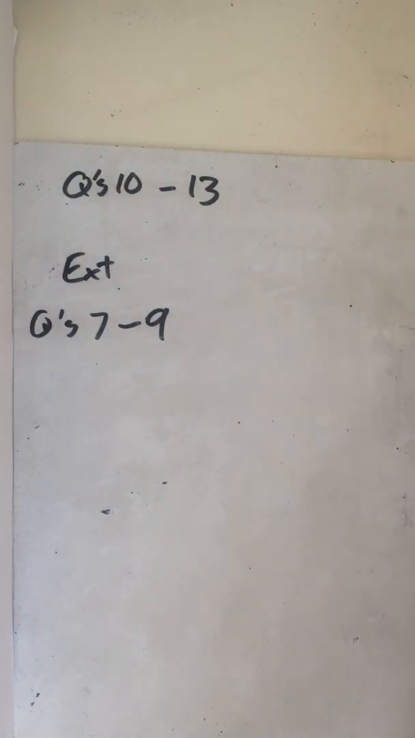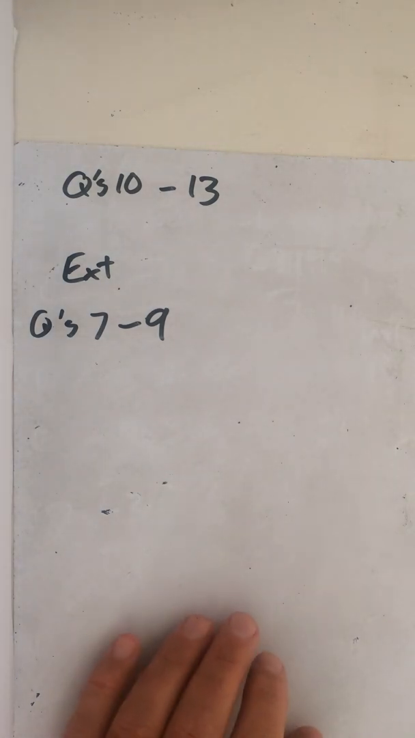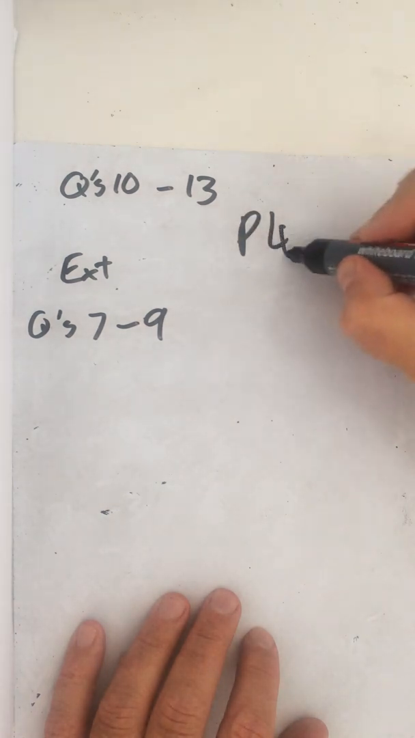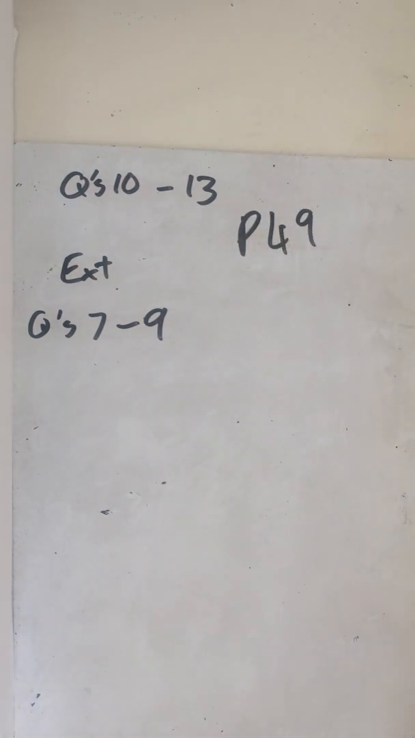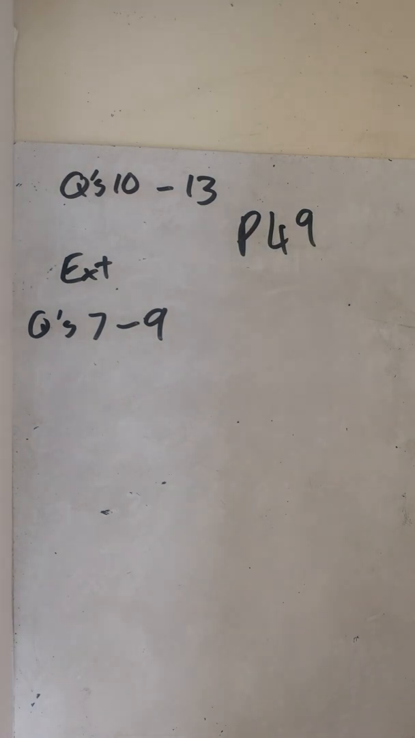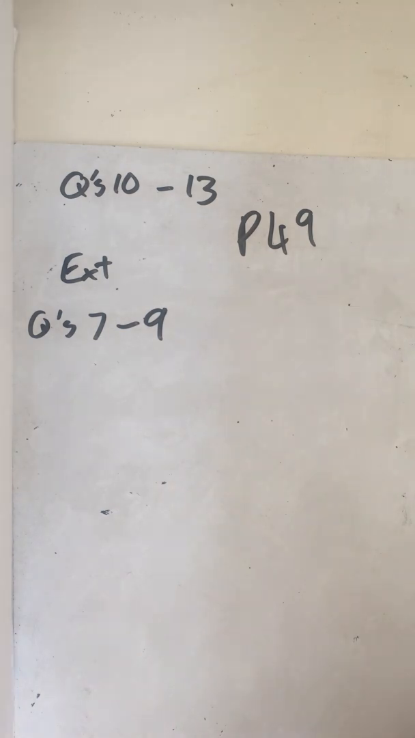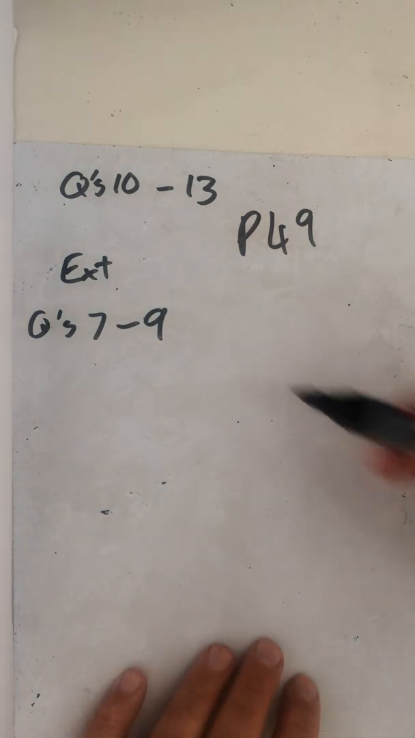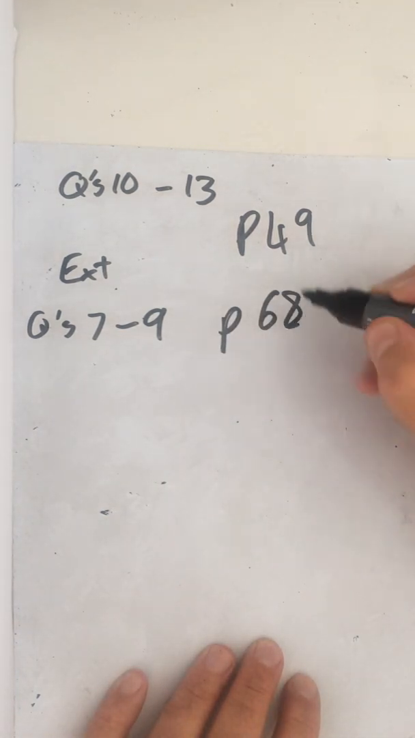Right, so let's have a go at these yourselves. We're back on to the same page as yesterday. Hang on, that will be page 49. So that's page 49. Could you have a go at questions 10 to 13? And then for the extension, let me just put the page number for that a second, sorry. That'll be page 68. Page 68 on the extension.